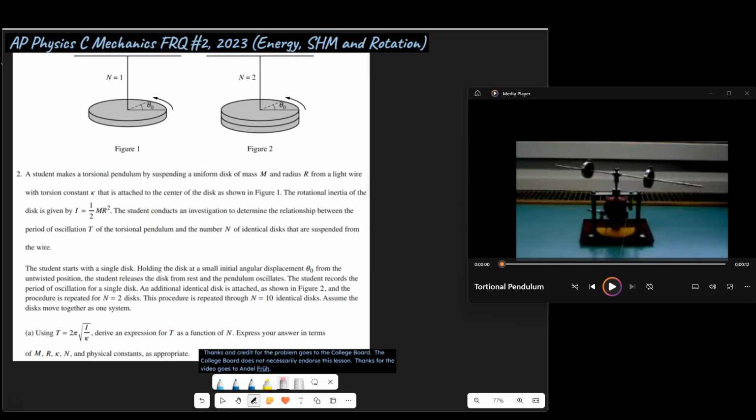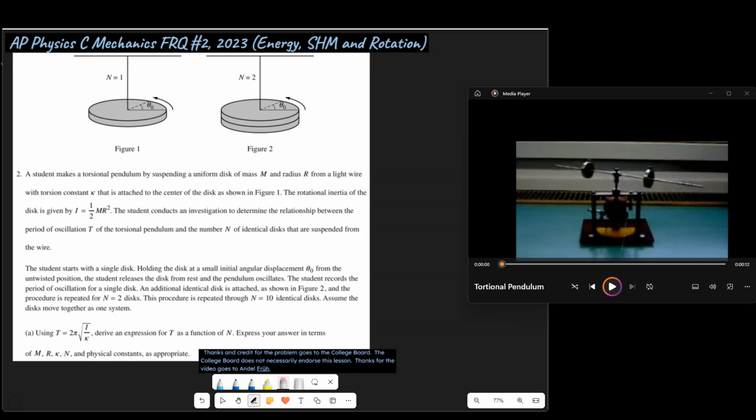Hey, welcome back. Today we're going to be talking through an FRQ from AP Physics C Mechanics. This is from 2023. It's FRQ number 2, and it's primarily dealing with simple harmonic motion and energy concepts. It does have a little bit of rotation at the beginning of the problem. It is definitely worth looking at if you are an AP Physics C Mechanics student. There are some tricky things here to be aware of, so let's go ahead and get to it.